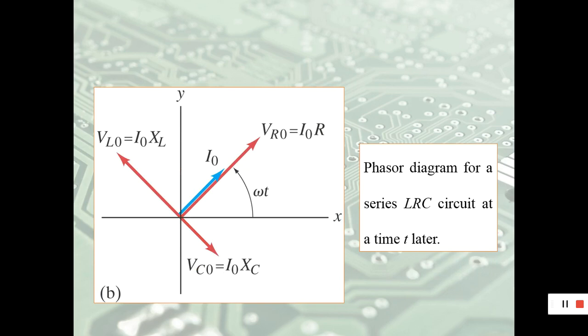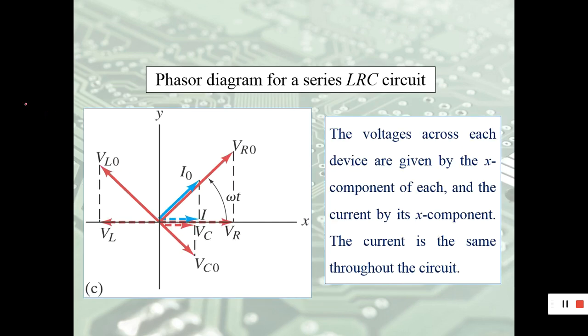This is the example. You can see that these three parameters, L, R, and C, are always 90 degrees with each other, and the rotation is like this, always counterclockwise and 90 degrees, the same as the previous slide.